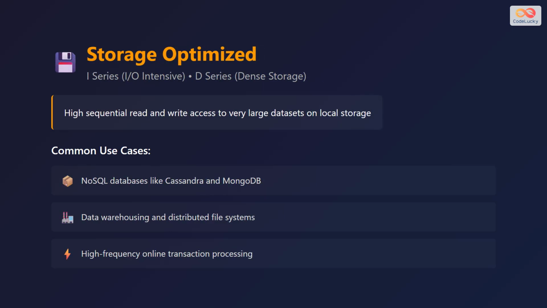Storage-optimized instances come in 2 main series, the I series for I/O intensive operations and the D series for dense storage needs. These provide high sequential read and write access to very large datasets on local storage. Common use cases include NoSQL databases like Cassandra and MongoDB, data warehousing and distributed file systems, and high-frequency online transaction processing. Choose these when your workload requires extremely fast access to large amounts of local storage.